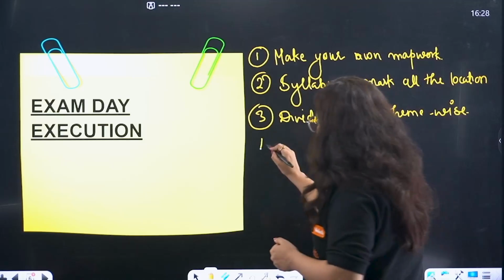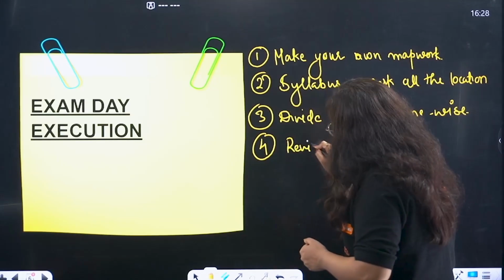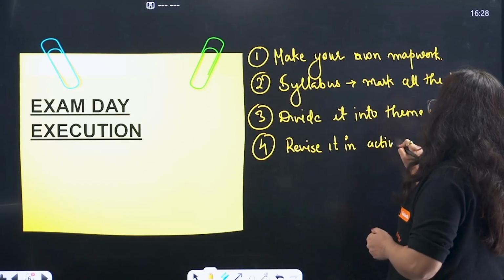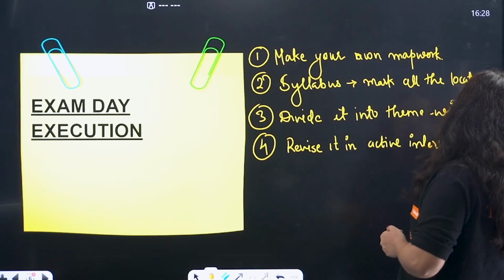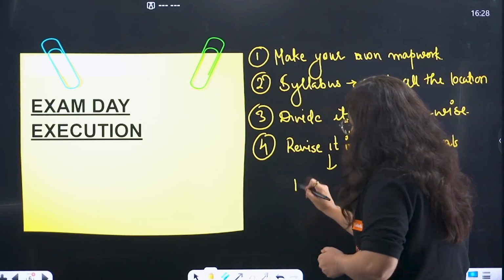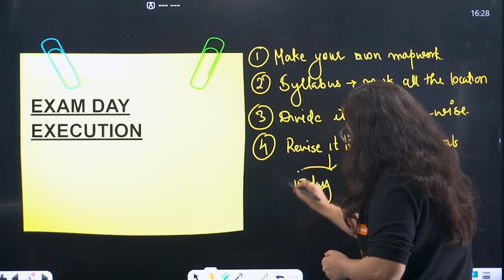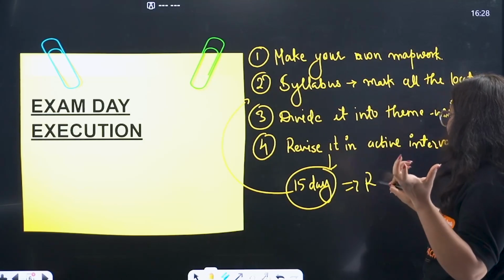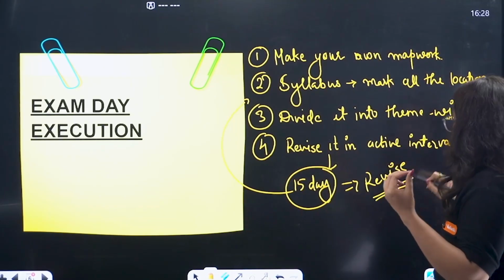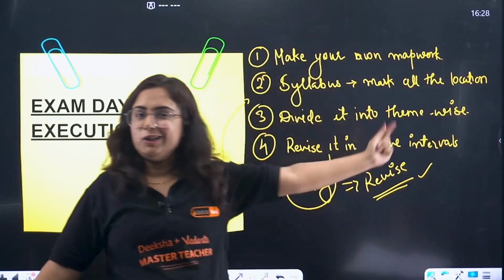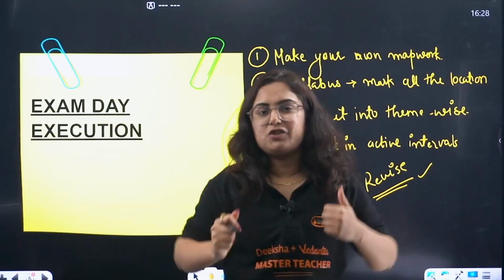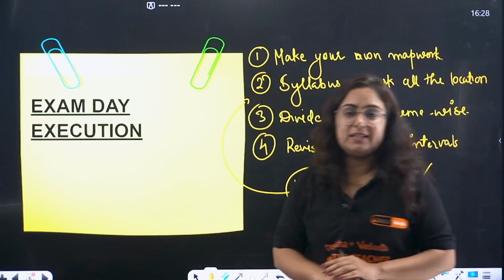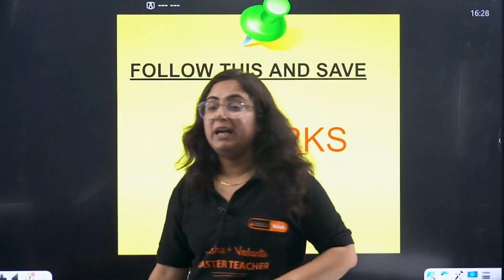And then the fourth one is revise it at active intervals of time. By this I mean every 15 days, when your entire syllabus is done, revise them again and again, so that before the exam day you just need to pick up this copy which you made, just revise them and go to the exam hall with a lot of confidence. This is how map work is made easy.